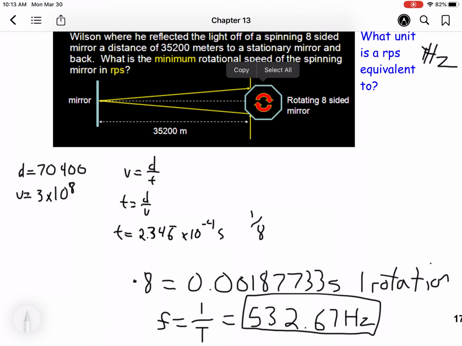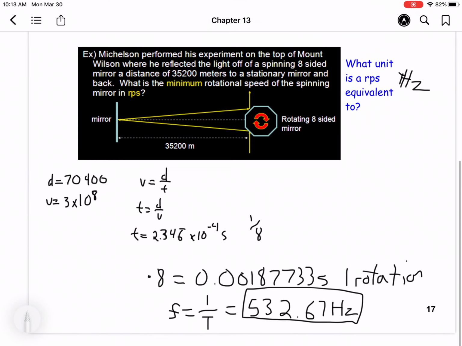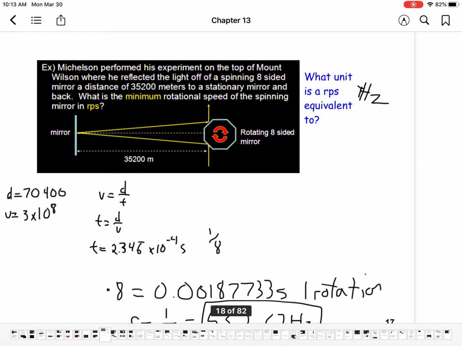If we have it rotating too slow or too fast, the light won't make this path. It'll just bounce off randomly. If it's not exactly this, if it's too slow or too fast, it's either going to reflect wrong there, or it's going to reflect wrong on this side. So it has to be exactly 1/8 of a turn. All right, so that's that.